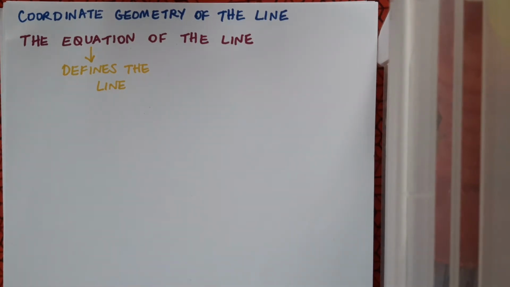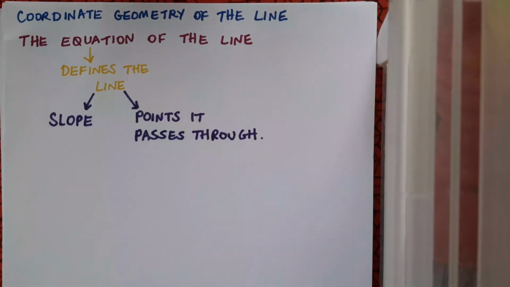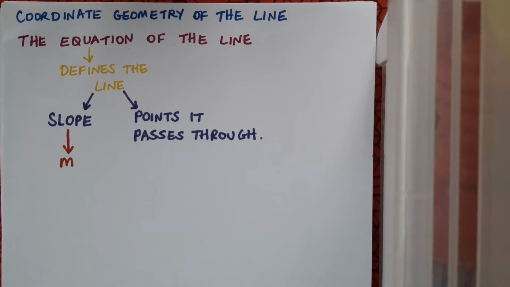So there are two things that make each line unique. And these features are its slope and the points it passes through. So these are the two things I'll need to know about in order to make the equation of the line. Remember, the slope can be called m. And in fact, to find the equation of the line, I only need one point on the line. And I'll be calling that point x1, y1.